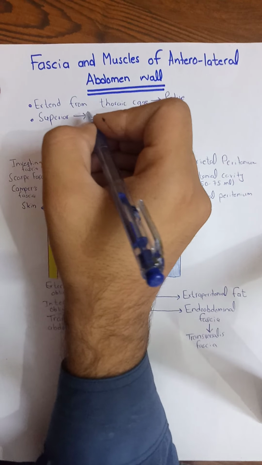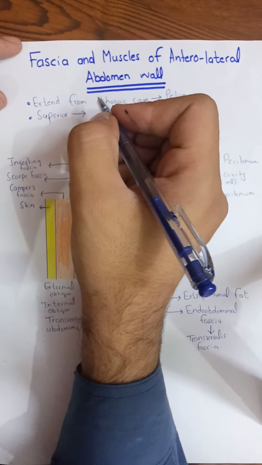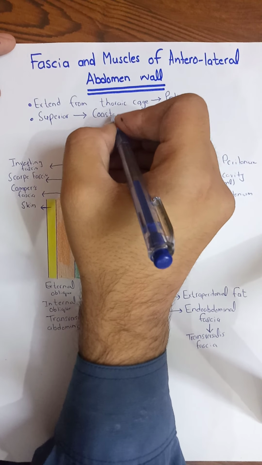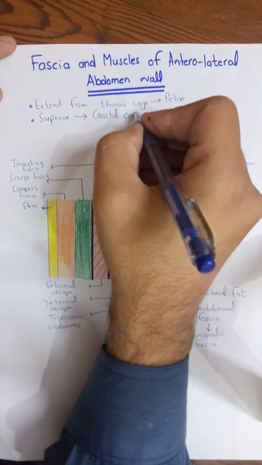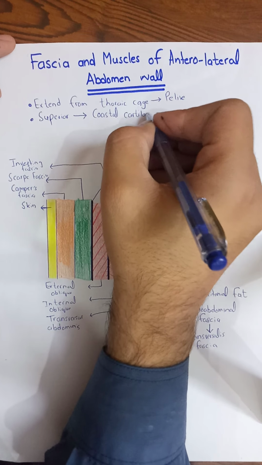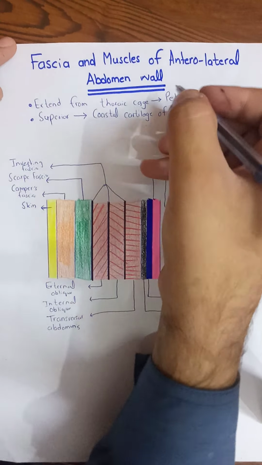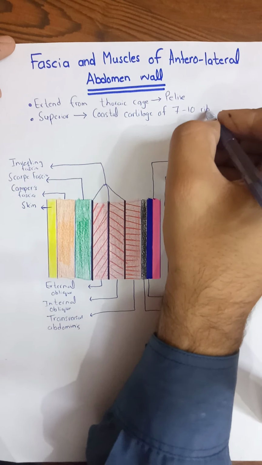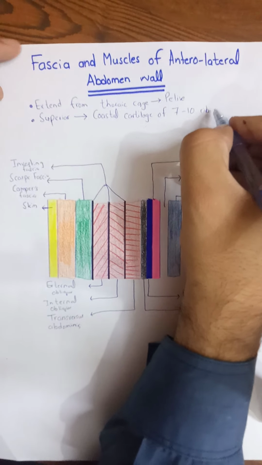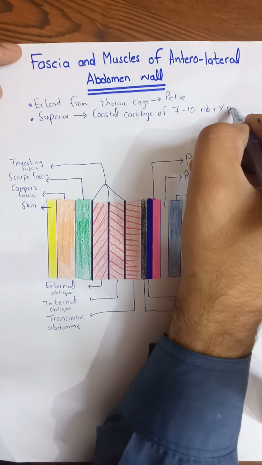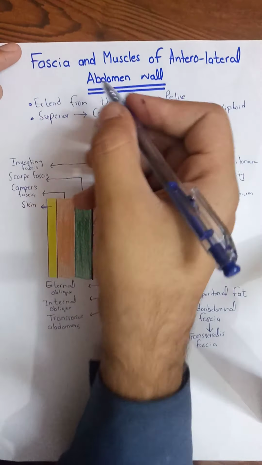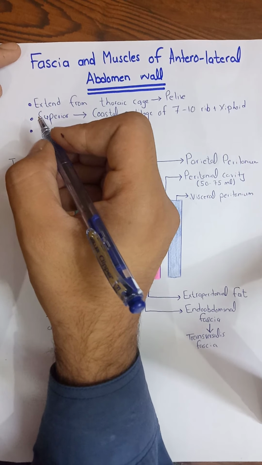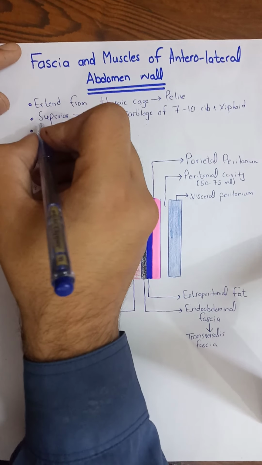Superior to this abdominal wall, there will be the costal cartilage of the 7th to 10th rib, and also there will be the xiphoid process. These are present superior to the anterior lateral abdominal wall, and inferior to it there will be the inguinal ligament and the pelvic girdle.